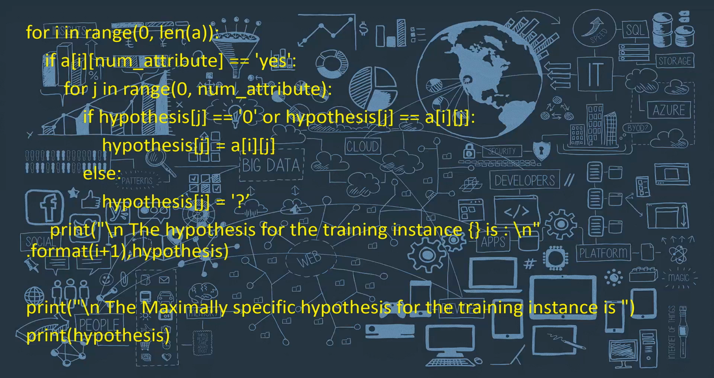What this code means is that whenever you start verifying through the for loop, first, when you encounter the yes condition, you go inside it. Next, the for loop checks whether the attribute we are verifying is the same as the specified attribute mentioned at the start of the program. If both are the same, we keep it the same. If they are different, we change it to a question mark and print the hypothesis. So we print the maximally specific hypothesis for the training instance.